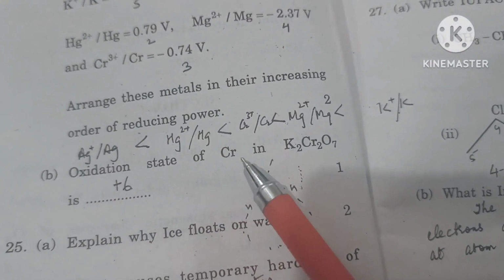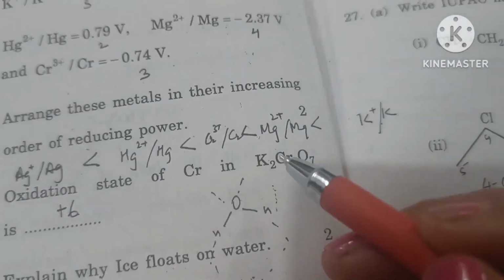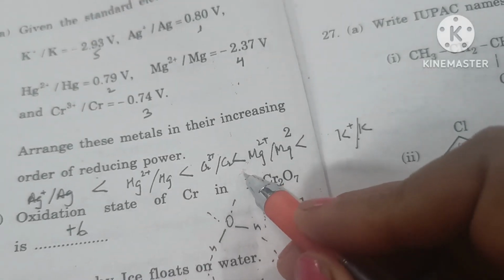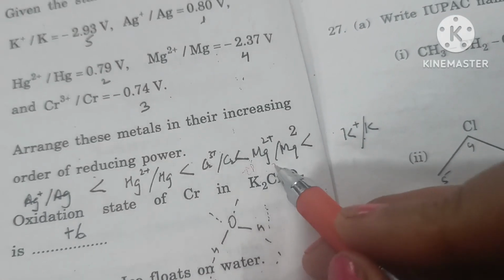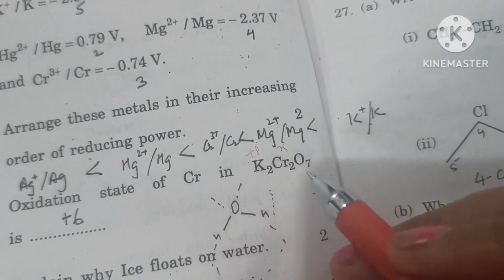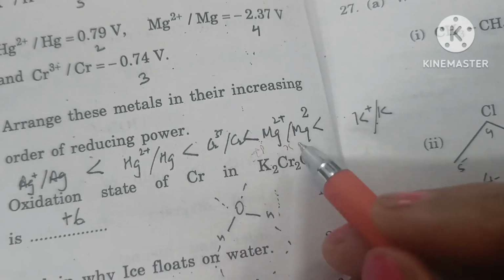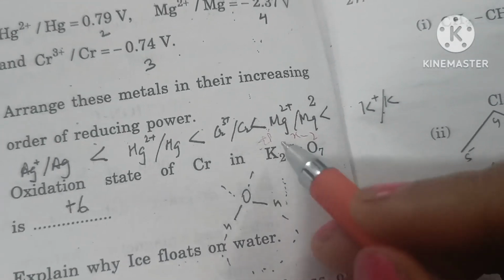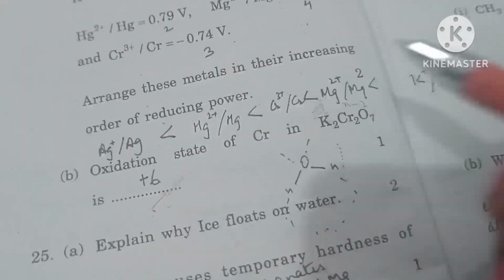Then oxidation state of chromium in K2Cr2O7. तो ये +1 है, ये X है, तो 2 into +1 plus 2 into X plus 7 into -2 is equal to 0. सॉल्व करने पे ये आता है +6.